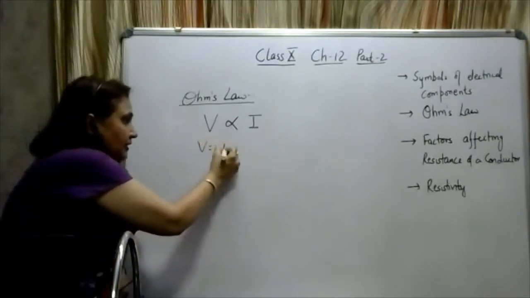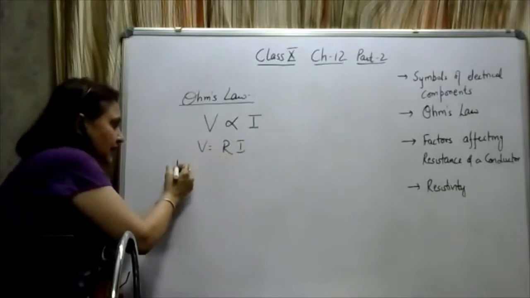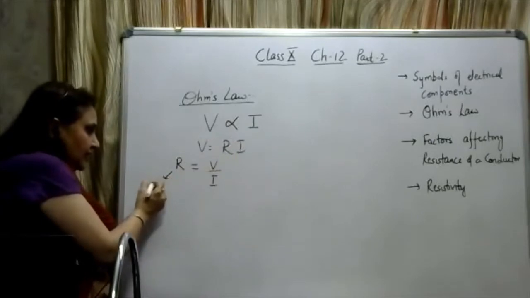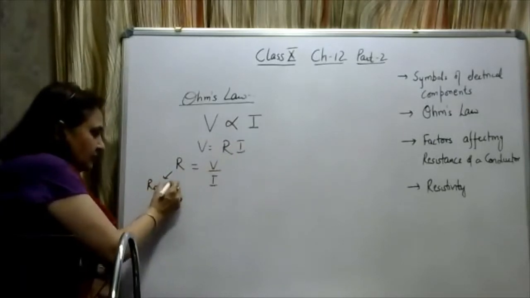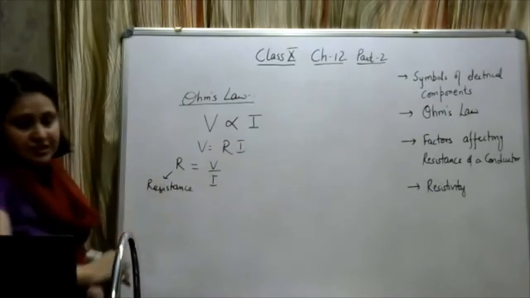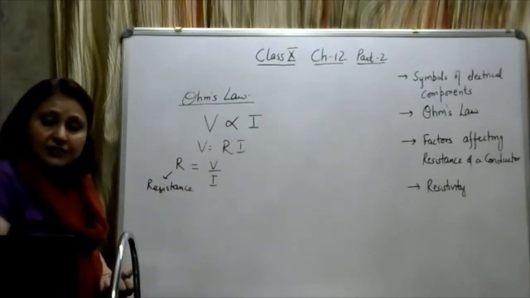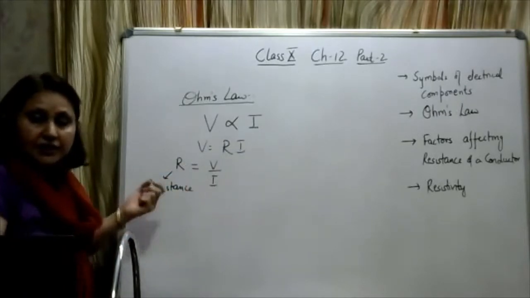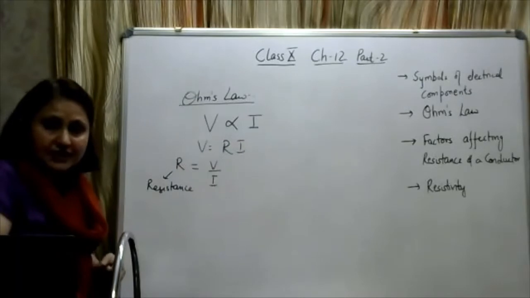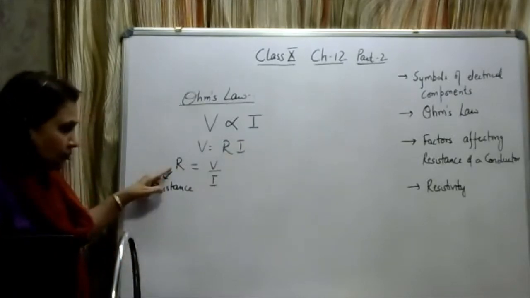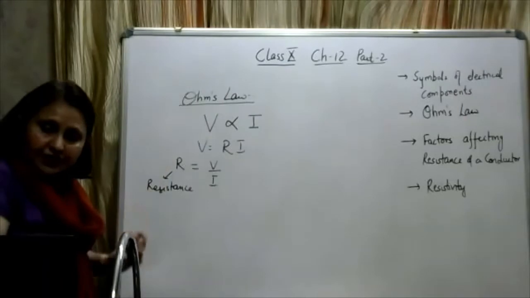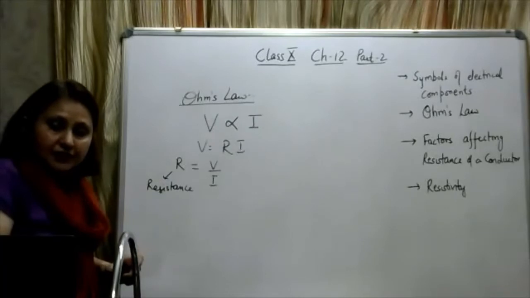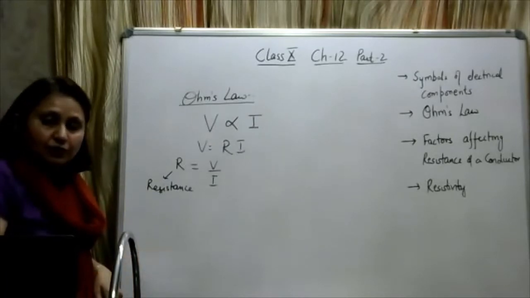On equating it, the constant of proportionality is R. Here, this R is called the resistance of that conductor. How can we define it physically? Resistance means resisting, that is, opposing something. It is opposing the flow of charges, that is, opposing the current flowing through it. So resistance of any conductor is the opposition to the flow of the charges through it, or we can say the opposition to the flow of the current.